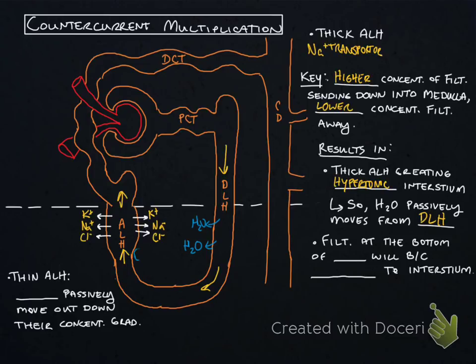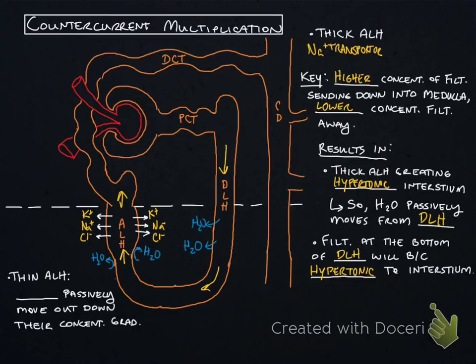Water moving out passively from the descending loop of Henle. Is water reabsorbing here? Nope. It's waterproof. Filtrate at the bottom of the descending loop of Henle will become hypertonic to the interstitium. Okay? Hypertonic to the interstitium.